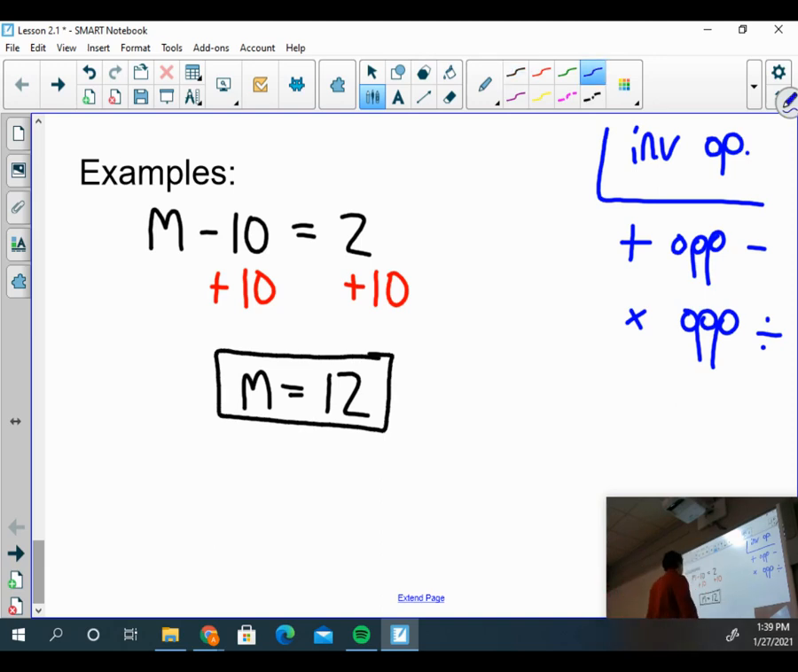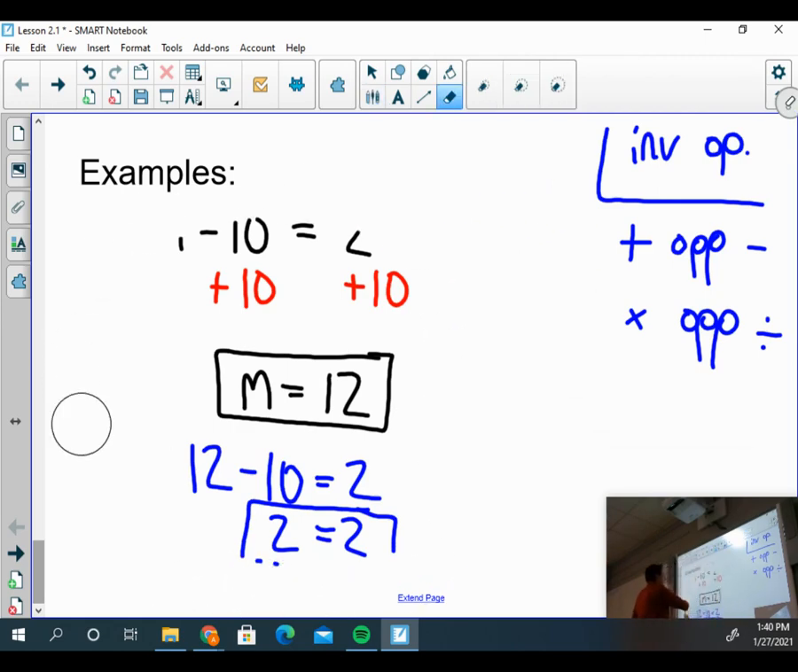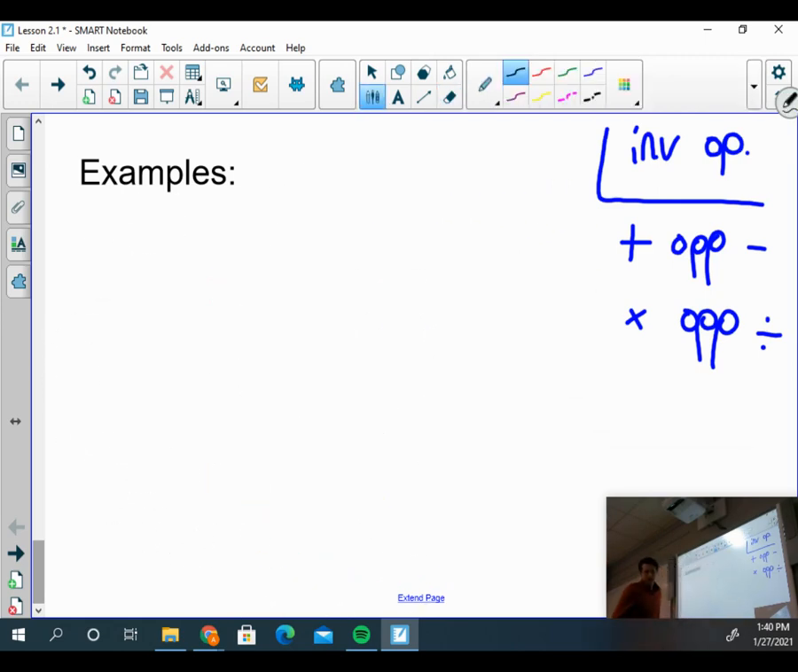And again, how could I check my work? Well, let's plug it in, see if both sides are equal. When I plug in 12 for m, on the left side I have 12 minus 10, which is 2. And hey, we got 2 equals 2. That looks pretty good to me. They're both equal. Thus, our solution for the variable m should be 12. Okay, try one more of these just to make sure we really got it.